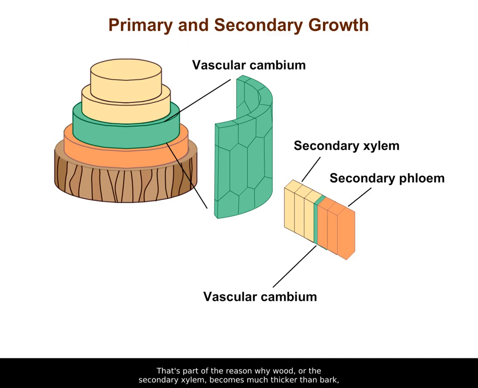That's part of the reason why wood, or the secondary xylem, becomes much thicker than bark, which contains secondary phloem and cork.